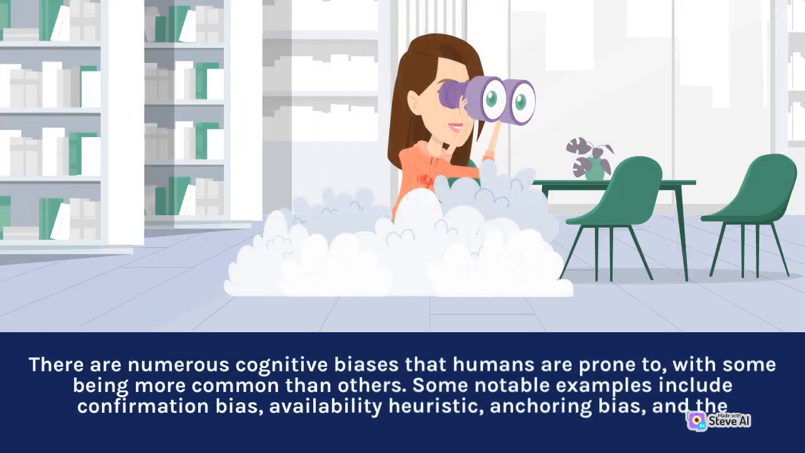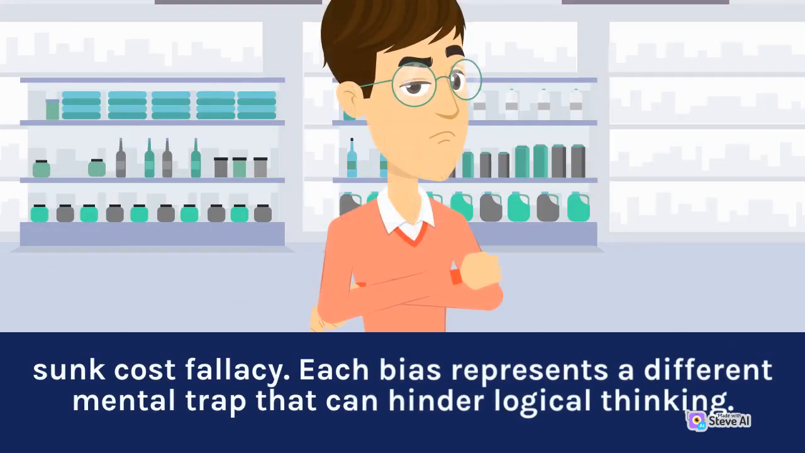There are numerous cognitive biases that humans are prone to, with some being more common than others. Some notable examples include confirmation bias, availability heuristic, anchoring bias, and the sunk cost fallacy. Each bias represents a different mental trap that can hinder logical thinking.